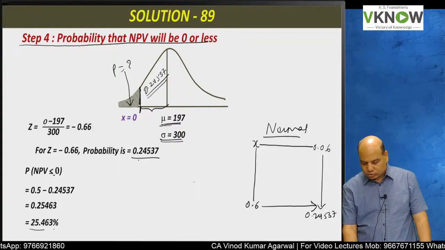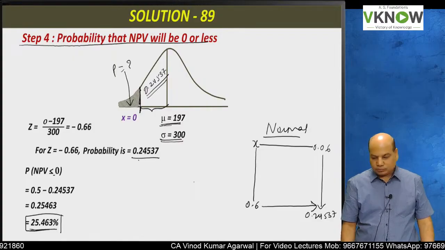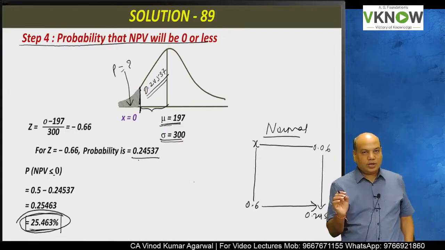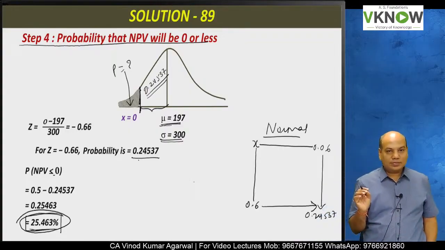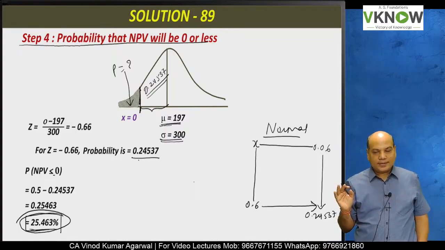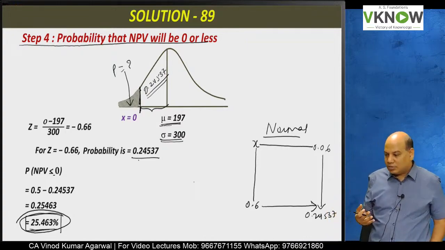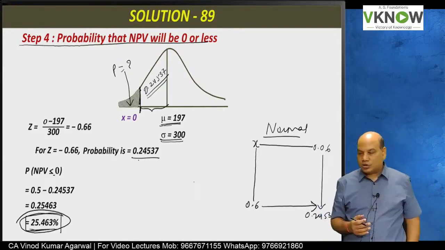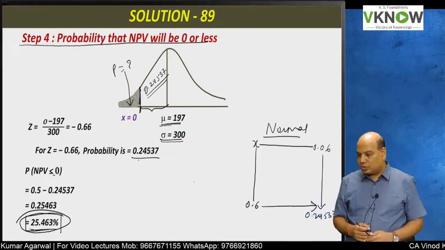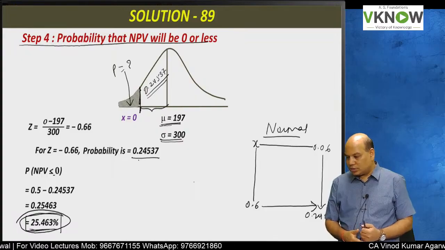0.25463, 25.463%. So you are carrying a risk that your NPV can be negative with 25.46% probability. You can have a negative NPV, but the probability is approximately 25.463%. Is it right now? Can we go to the next answer?